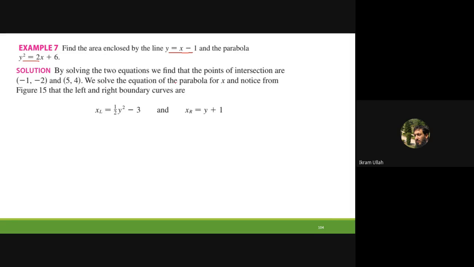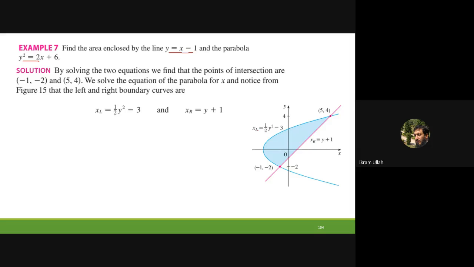So we solve the equation of the parabola for x, and notice from Figure 15, with these points minus 1 and minus 2, that y equals x minus 1 is a straight line. You can sketch this graph easily; it is shifted right from x equals minus 1. This is the graph of this function, and this is the parabola, which opens toward the positive x-axis. The points minus 1, minus 2 and 5, 4 are the intersection points.